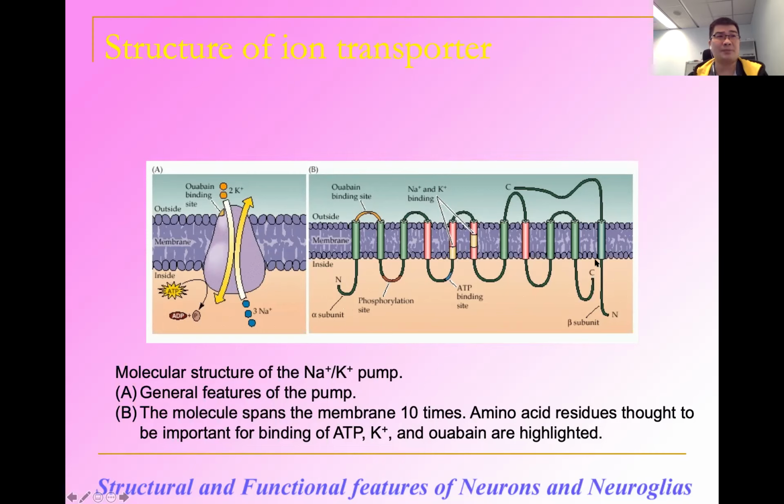Now some toxins bind to those pumps or transporters and prevent them from functioning. This is one of the examples. Ouabain is one of the toxins that prevents the pump from working. If the pump is not working, then it will not be able to function.